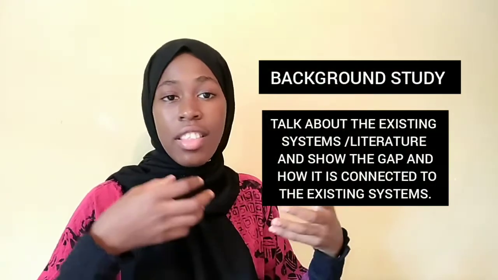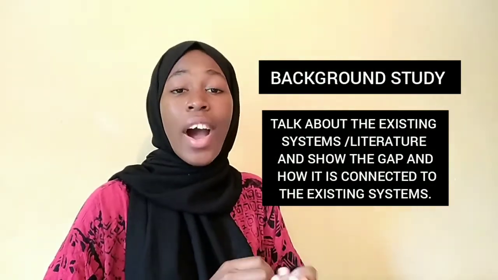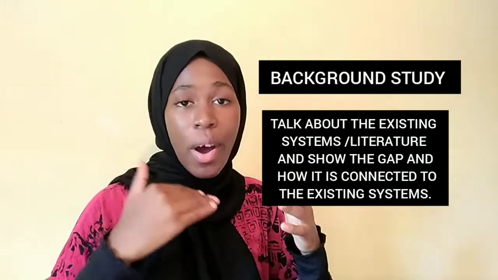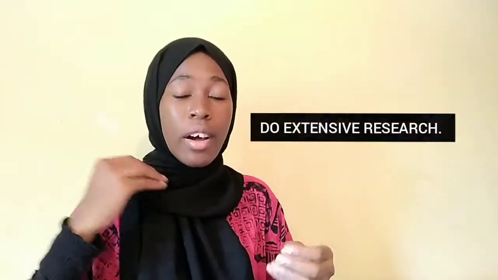Another important section is the background of the study. So basically, in the background of the study, you are telling us the existing systems, the existing literature work, and how this literature work has contributed to solving the current problem. And then you need to highlight the gap using the literature work that you have read. Now, you must have done a lot of reading, different literature works related to the problem that you are solving, for you to know where the gap is and whatever you are planning to solve in your research.